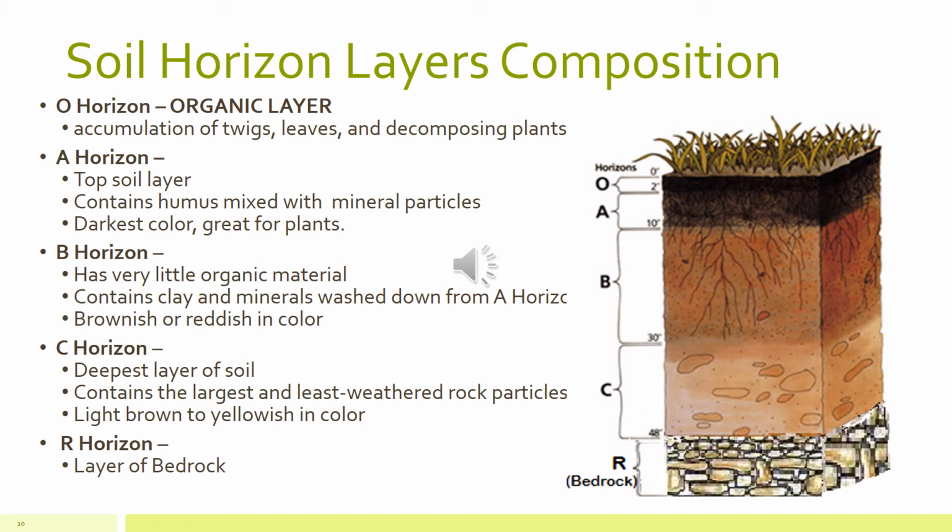The C horizon is the deepest layer of soil. It contains the largest and least weathered rock particles. It's normally light brown to yellowish in color. And since it's the farthest down, that's the one that basically is not weathered quite as much.